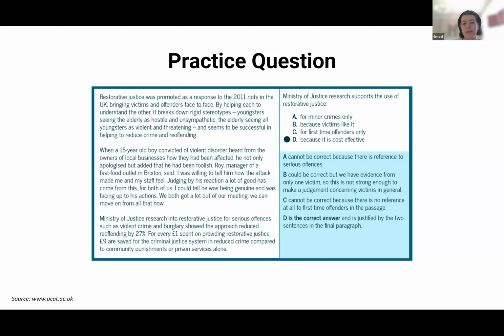And you'll notice in C that it says there's no reference within the passage to first-time offenders. So that's, again, just making sure that whatever you think the correct answer is can be backed up by the passage. Hopefully that makes sense. If you do have any questions about verbal reasoning, just sit in the chat.